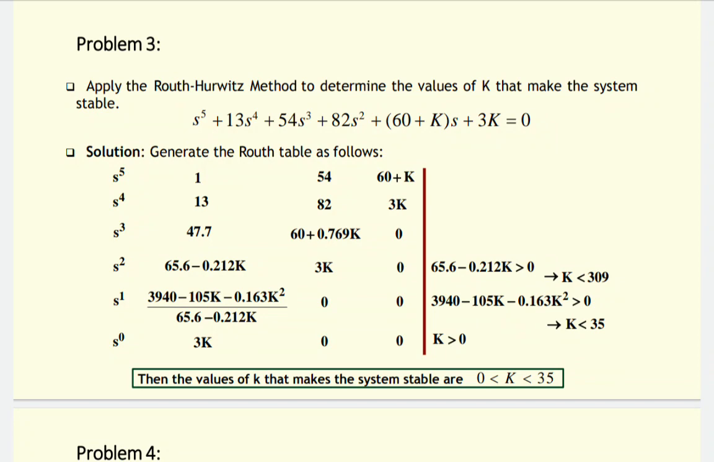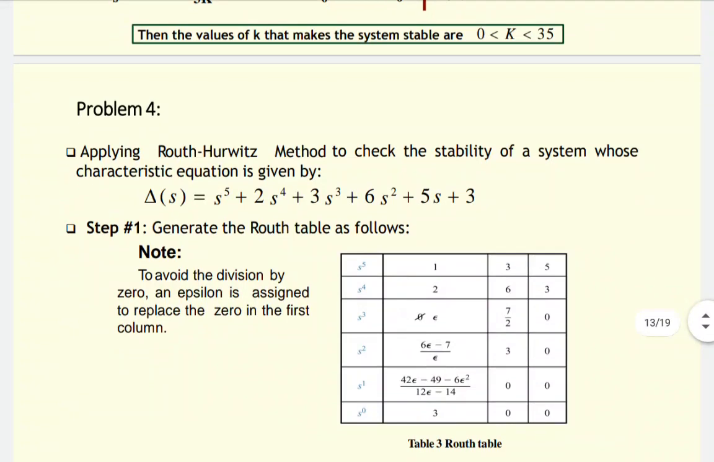So what will be the condition for k by which the system becomes stable? The value of k that makes the system stable is k lies between 0 and 35. And you may say, sir, you have shown k less than 309 is also available. Yes, I can accept, but if I take a value more than 35, then the s to the power 1 row becomes negative. So to make the system stable, the range of k should lie between 0 and 35. This is the optimal solution.